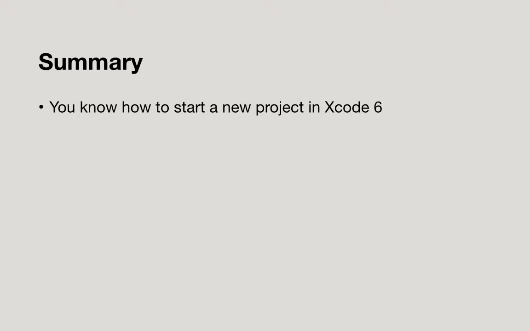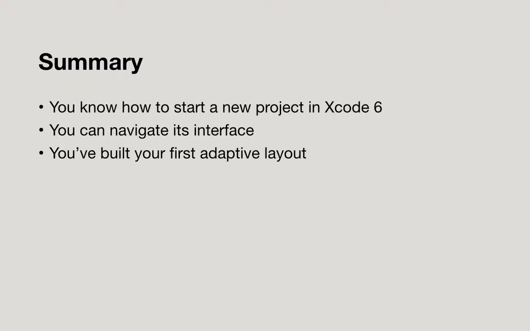Summary. By this time, you should realize the level of thought Apple puts into its tools. As you use Xcode 6, you'll increasingly recognize how polished it is. In this chapter, you've learned how to start a new project in Xcode 6. Now you can navigate the single window interface, and you've built your first adaptive layout using Interface Builder. These skills will form a foundation that you'll build on throughout the rest of this book.